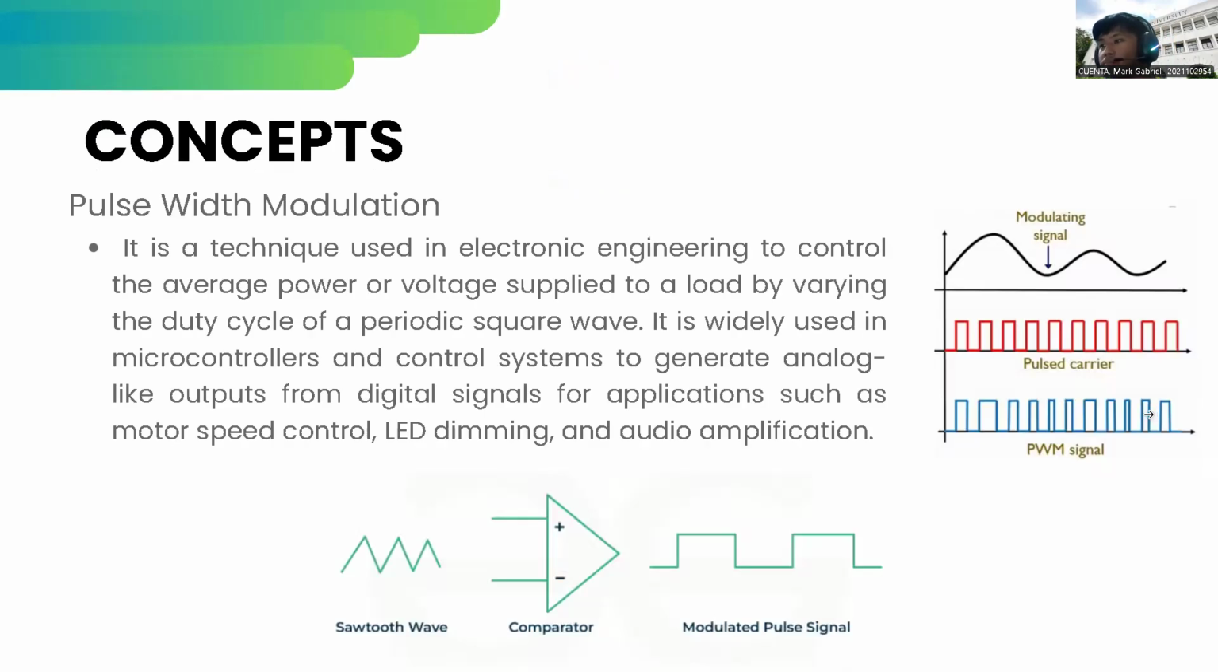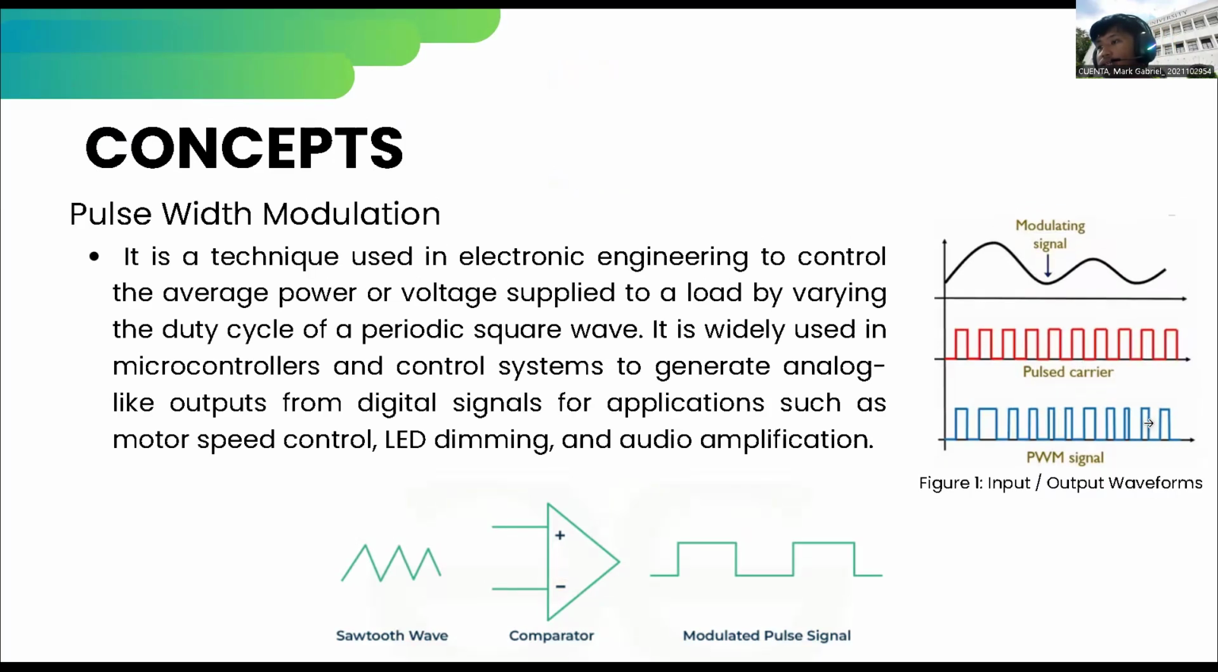So the PWM, or pulse width modulation, is a technique used in electronics engineering to control the average power or voltage supplied to a load by varying the duty cycle of a periodic square wave. It is widely used in microcontrollers and control systems to generate analog-like outputs from digital signals for applications such as motor speed control, LED dimming, and audio amplification.